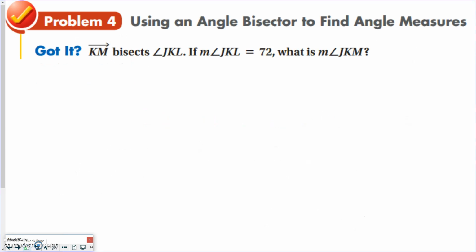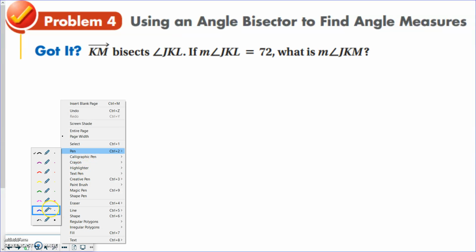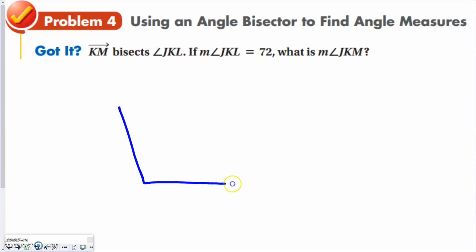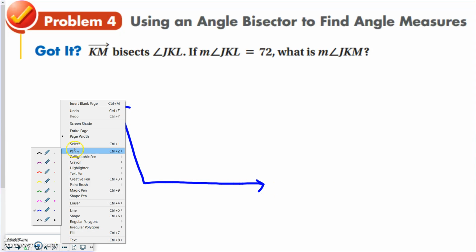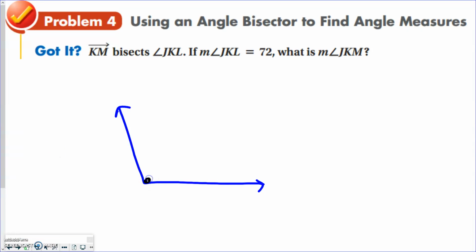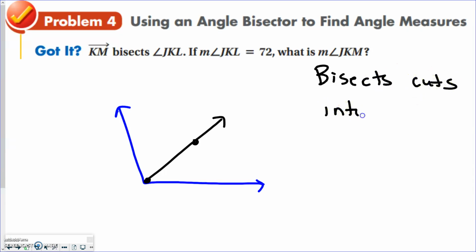Okay, using an angle bisector. So what does it mean to be an angle bisector? So if I'm some arbitrary angle, arbitrary just means any, and I'm bisected by some ray, what it means is to cut into two equal pieces. So bisects, cuts into two equal parts.